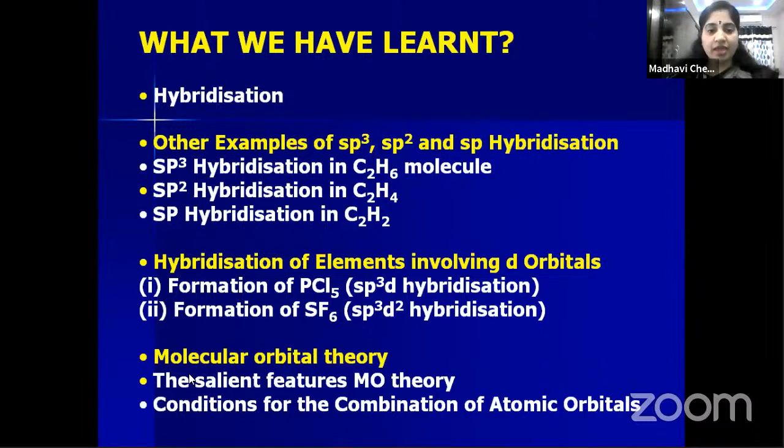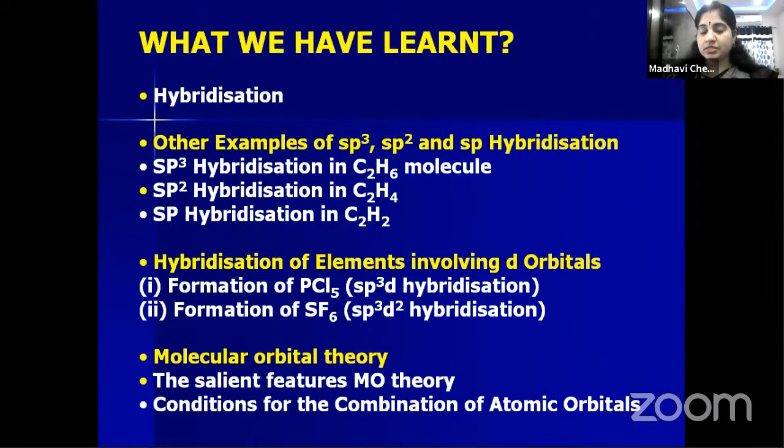After that, we have seen molecular orbital theory. In that, the salient features we have covered today, but the conditions for the combination of atomic orbitals, in the next class we will cover, children. So what are the salient features of molecular orbital theory? When atomic orbitals combine, they give molecular orbitals. When two atomic orbitals combine, they give two molecular orbitals. One is bonding molecular orbital, another one is anti-bonding molecular orbital.